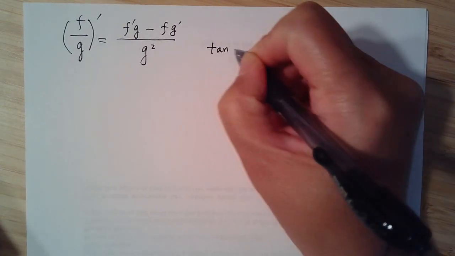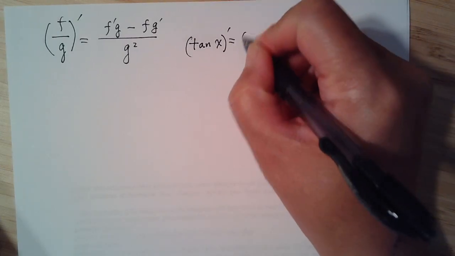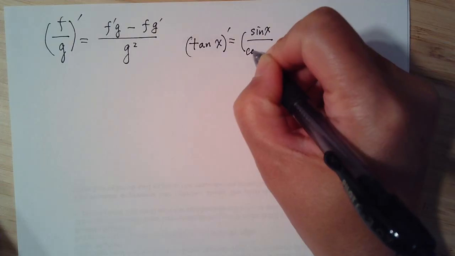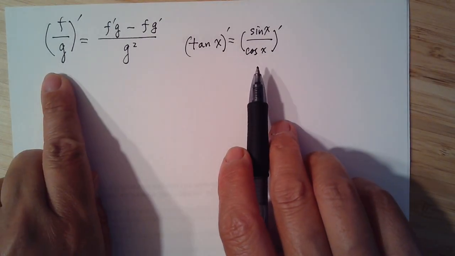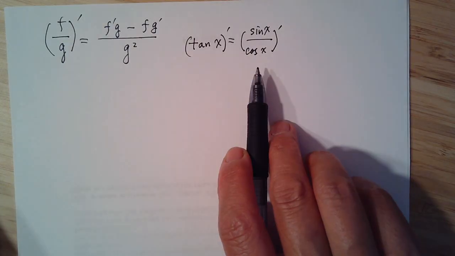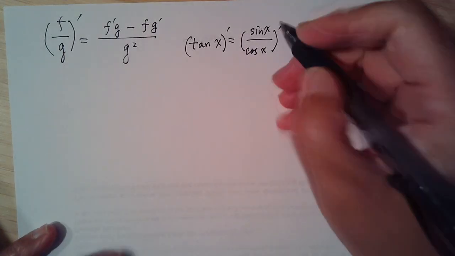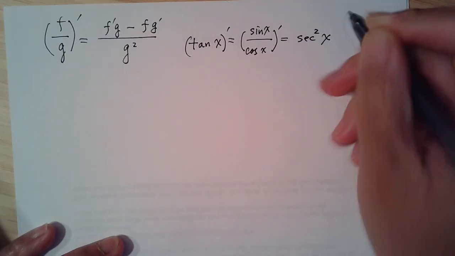And then we use this to derive, I think last time in my previous video, the tangent x derivative, which I rewrite as sine x over cosine x prime. And then we use the quotient rule. And then at the end, we found, do you remember? It's been a while, huh? That tangent prime is secant squared x.